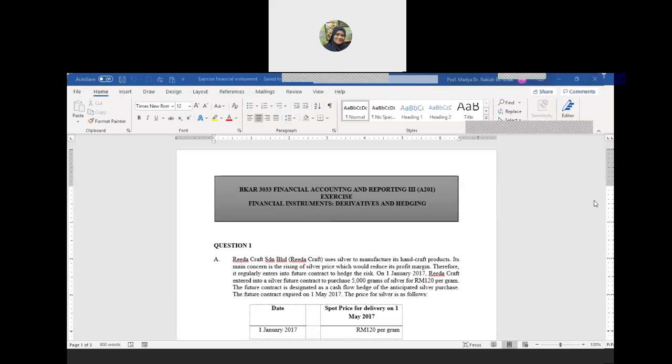The main concern here is the rising price of silver. When there is an increase in the price of silver, it reduces the profit margin. So we're going to enter into a futures contract to protect from the increase in the price of silver.